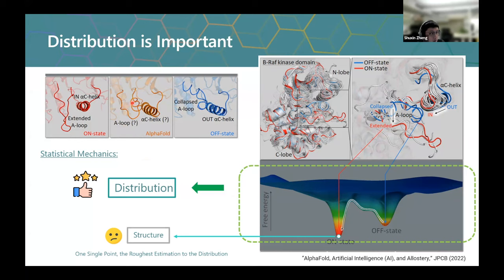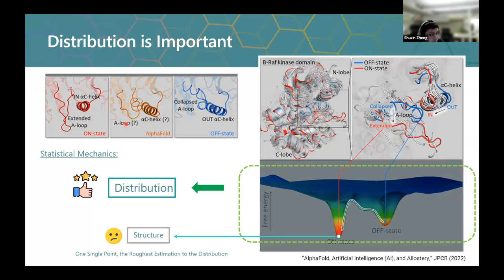If we predict the structure of the BRAF kinase from its sequence, we get a structure that is neither open nor closed, but somewhere in between. This structure is not a good representation of the equilibrium distribution, as it does not capture the two distinct states and their probabilities. In fact, this structure may not even exist in reality, as it may be unstable or unfavorable.